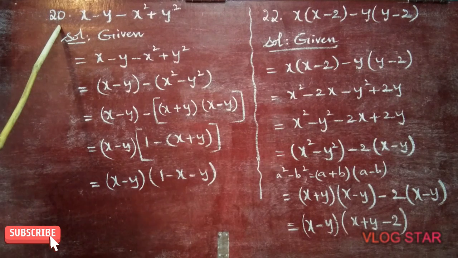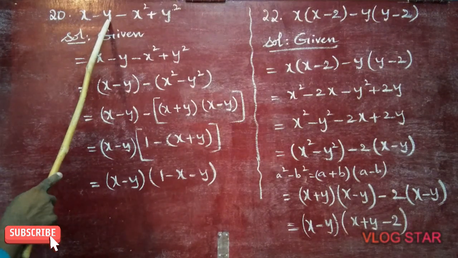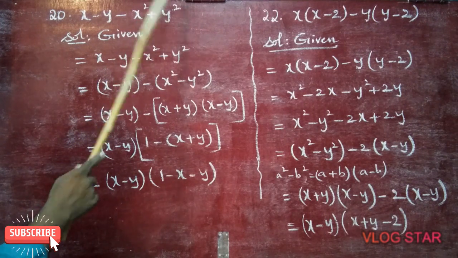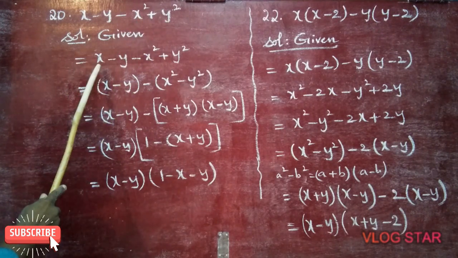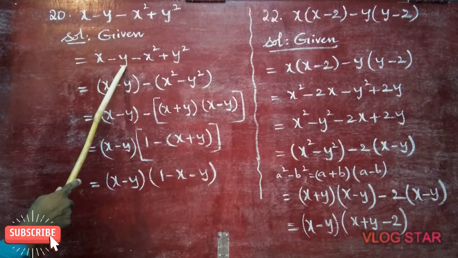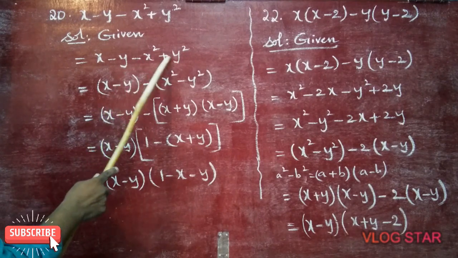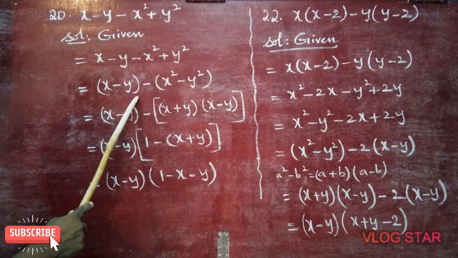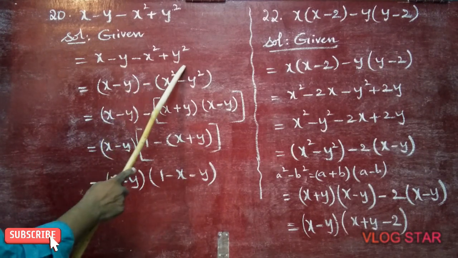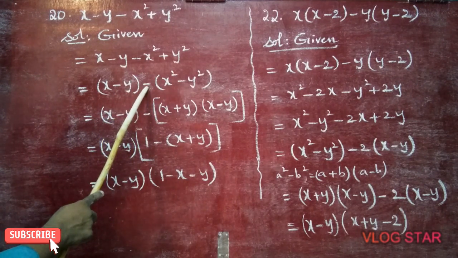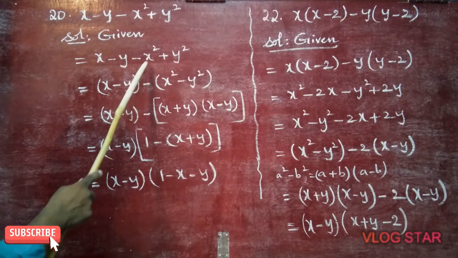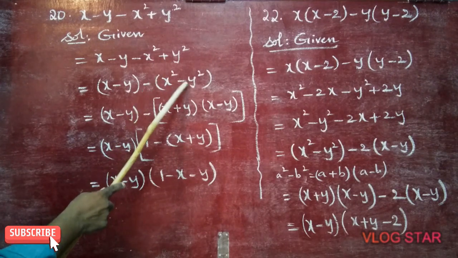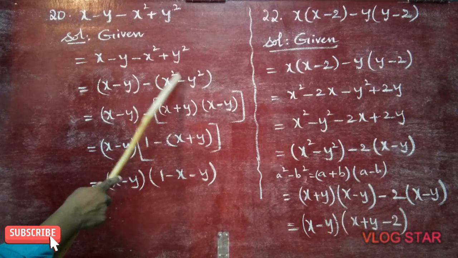Twentieth problem. x − y − x² + y². Solution given: x − y − x² + y². Take the first two terms in one bracket. And from the next two terms, you take minus common. I told you, when you take minus common, the signs become quite opposite. Minus x² becomes plus x², plus y² becomes minus y².